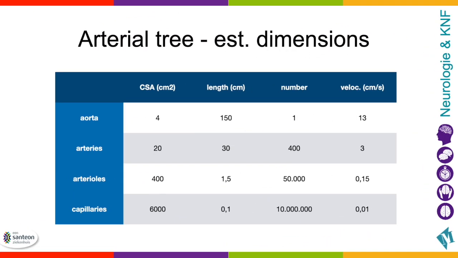For instance, this is a table with estimated dimension of the arterial tree. See how the cross-sectional area increases to its periphery from 4 squared centimeters at the aorta to 600 squared centimeters at the level of the capillaries. To 6,000 squared centimeters at the level of the capillaries.